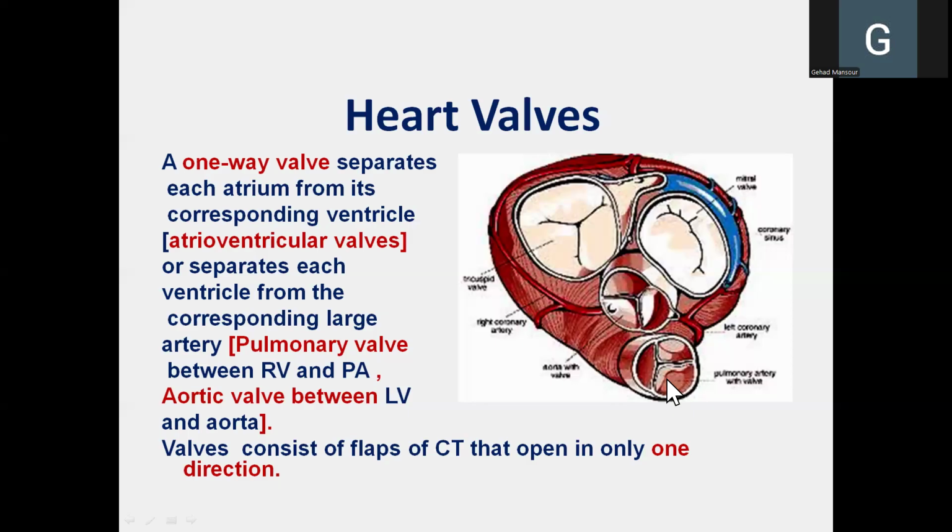So at the beginning of diastole, when the ventricles start to relax and when the pressure in the arteries, whether the aorta or the pulmonary artery, becomes higher than that in the ventricle, the cusps are already closed because they get enlarged and they get closer to each other, perfectly sealing the opening.